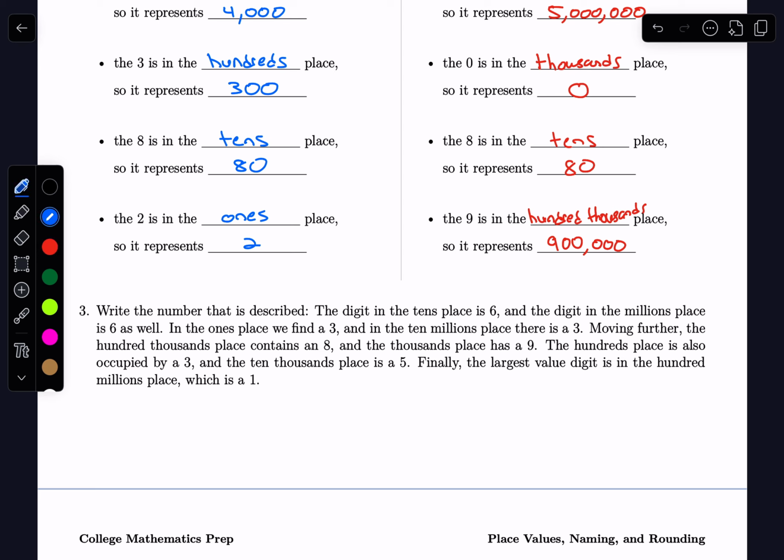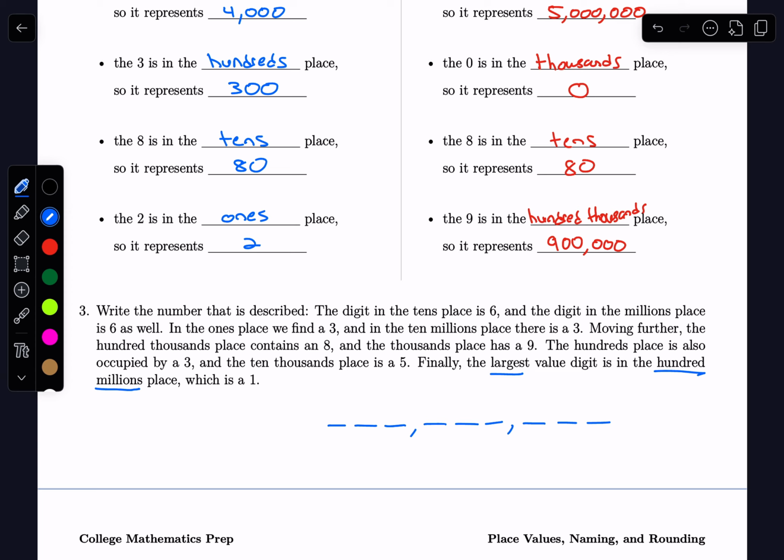Because it just told me that the hundred millions place is the largest, that tells me that I need 9 place values. So 1, 2, 3, comma, 1, 2, 3, comma, 1, 2, 3.